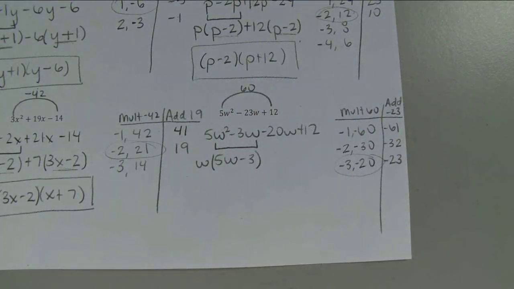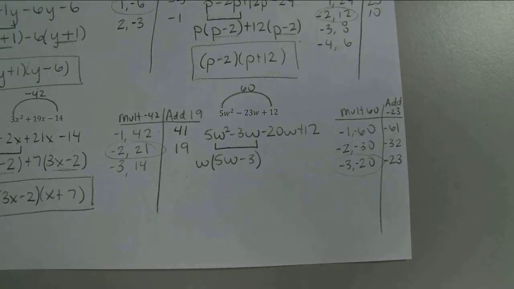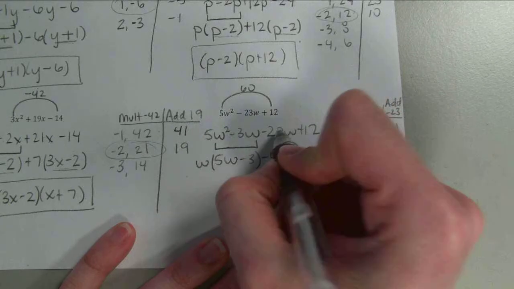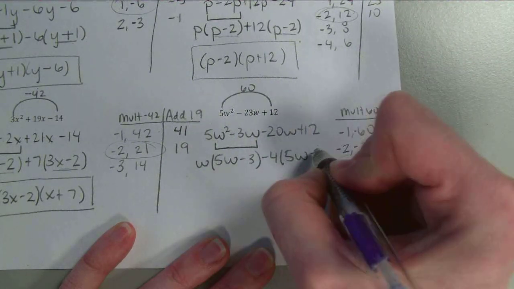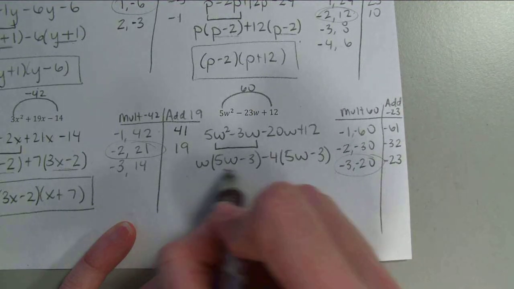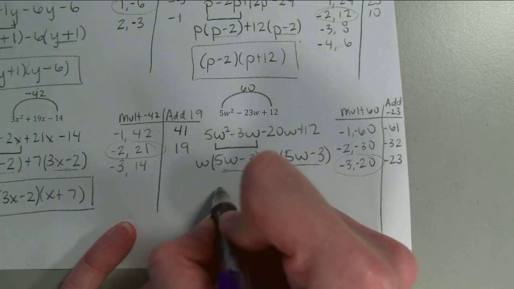And again, just kind of being psychic and knowing I want a 5w there, what do I need to factor out of my negative 20? Not just a 4, but a negative 4, right? And when I factor out that negative 4, negative 20 divided by negative 4 is a 5, the w is still there, 12 divided by negative 4 is negative 3. Yay, that's what I wanted. So factor out that common term of 5w minus 3.